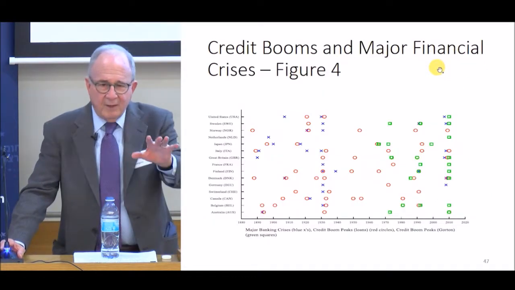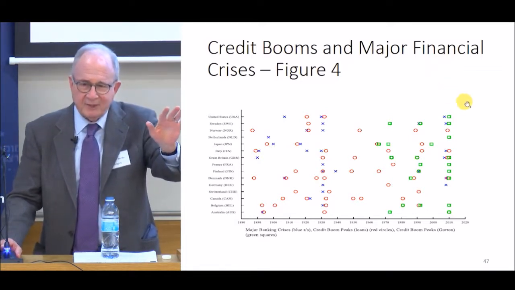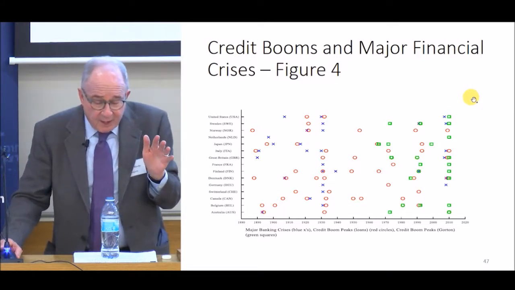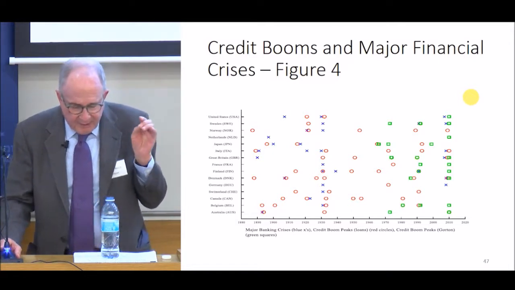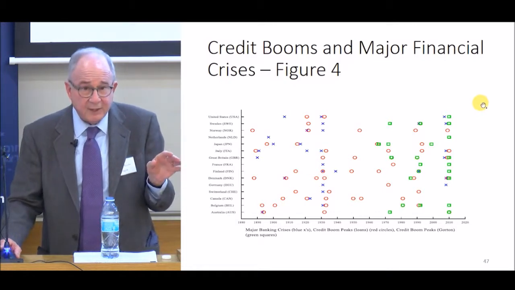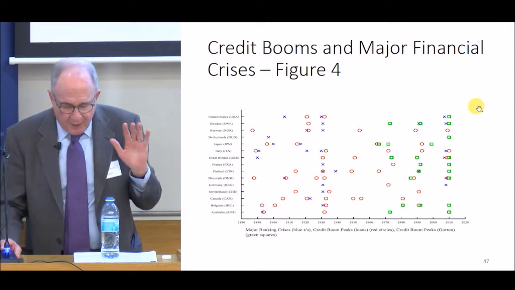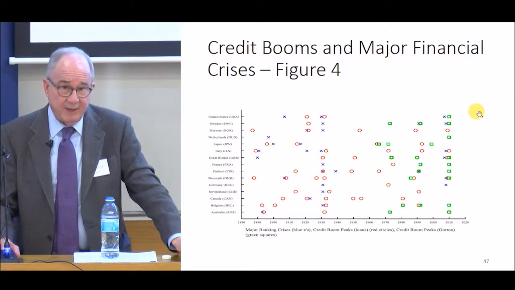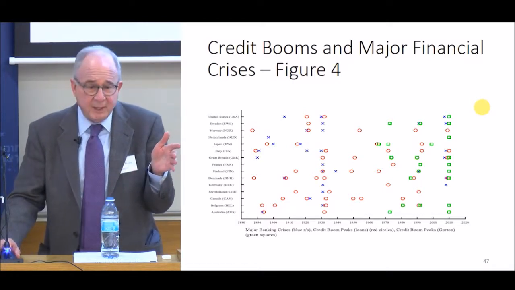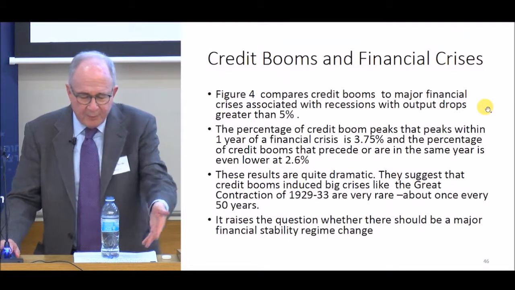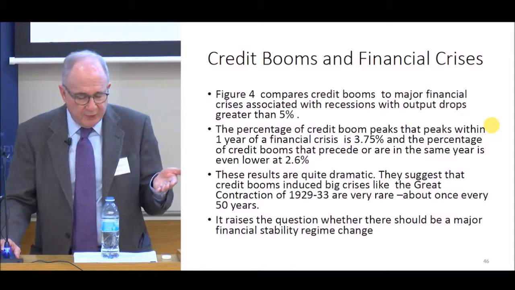Here all we did was look at the incidence. This is what Milton Friedman called ocular econometrics, and I was a student of his. He said, just look at the pictures. The X's are major banking crises, and the red circles are credit boom peaks, measured one way by Alan Taylor, and the other using recent data from the World Bank. The key thing that comes out of that is there is not too much correlation. The percentage of credit boom peaks within 1 year of a financial crisis is 3.75%, and the ones that preceded are 2.6%.